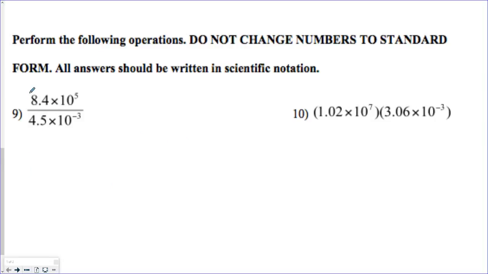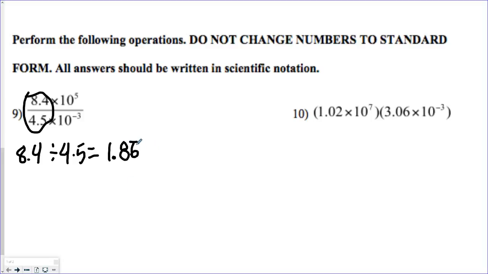So for example, in this case, what I would do is I'd first focus on these numbers here. I'd do 8.4 divided by 4.5, and I get my answer there. So I just take them separately, and I get about 1.86 repeating. So I put a little bar over the 6 because it's repeating.